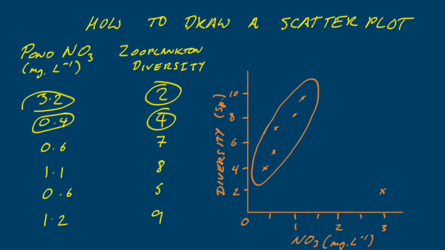When we have a high value of nitrate though, we've only got one data point, but that one data point has the lowest species diversity of all.